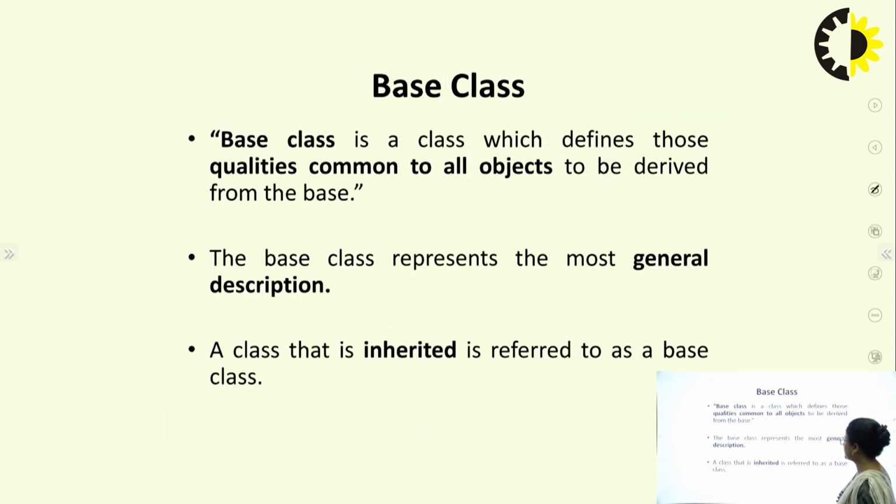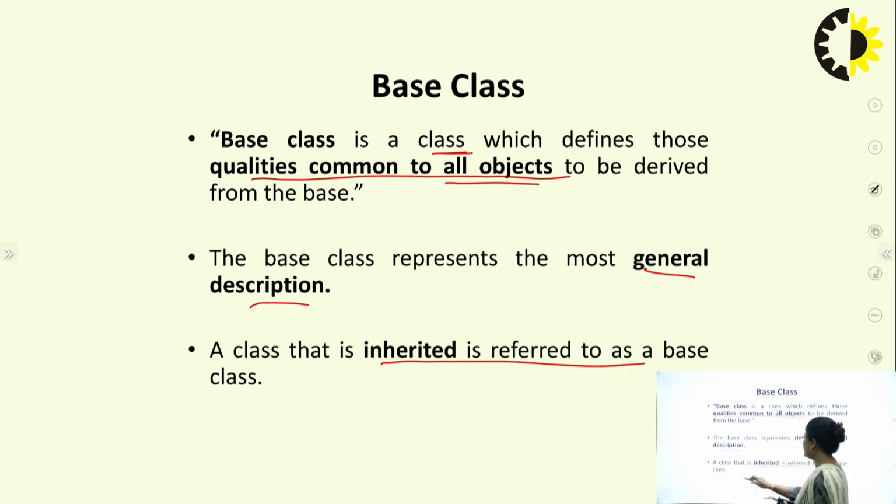So this one we already explained. Now let us define these two terms, base class and derived class. A base class is a class which defines the qualities that are common to all objects which will be derived from that particular class. It refers to a class which has common properties, and on this basis new classes will be created. So the base class gives a general description of the properties of that class, more generic in nature. A class that is inherited is referred to as the base class. So the base class is the class which is being inherited. These are different ways of looking at the base class.